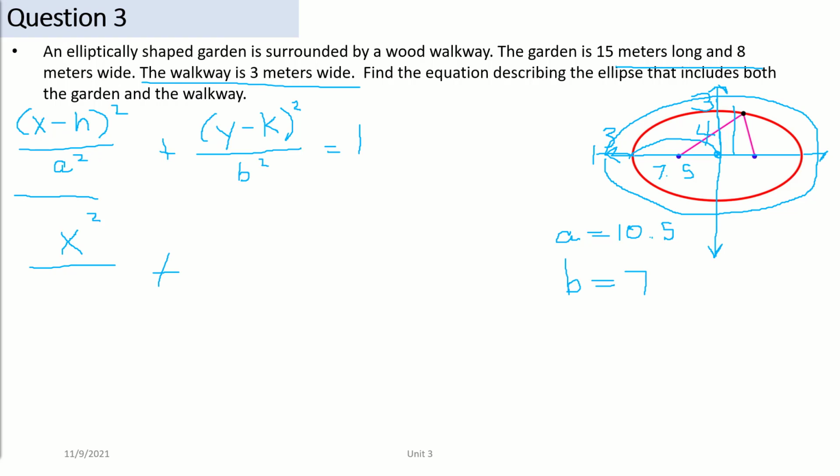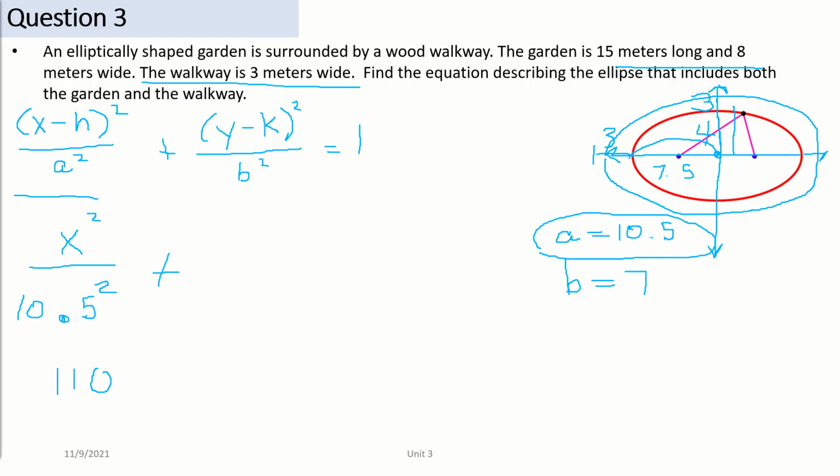All right, so let's go ahead and finish our equation. X squared over a squared, that would be 10.5 times 10.5. And a lot of students just left it this way, but I couldn't give you full credit because it's not logical. In our mind, we would need that measurement expanded. So I want you to go ahead and multiply 10.5 times 10.5.